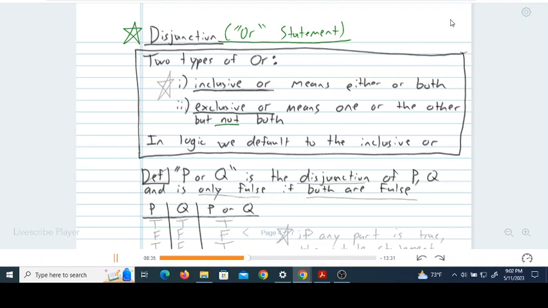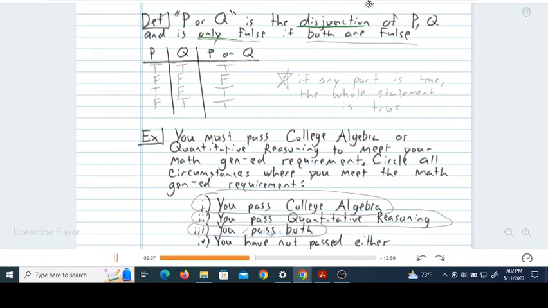Whereas, let's look at a math graduation requirement. Suppose graduation requirements say, in order to get your math gen ed requirement, you need to pass college algebra or quantitative reasoning. Well, so long as you pass one or the other or both, you're good to go. That's the inclusive OR. So in logic, we default to the inclusive OR, and the rule for an OR statement is that it's only false if both are false.